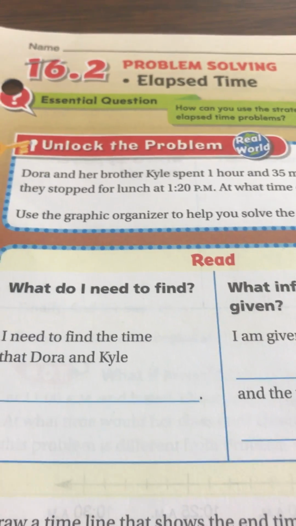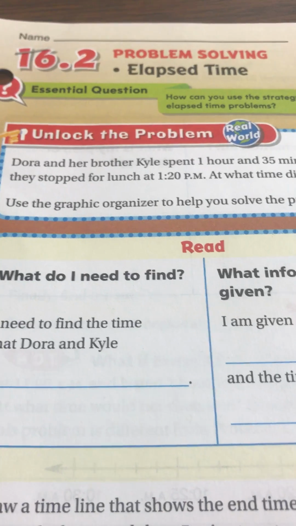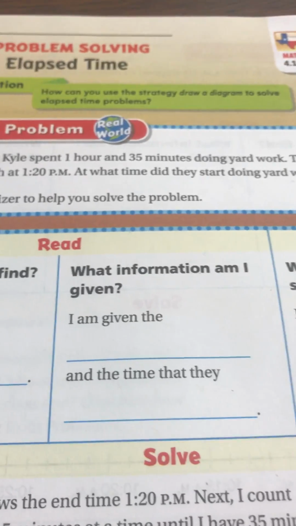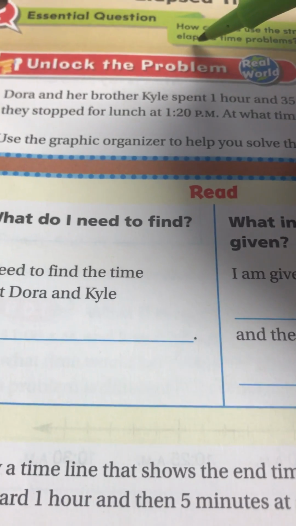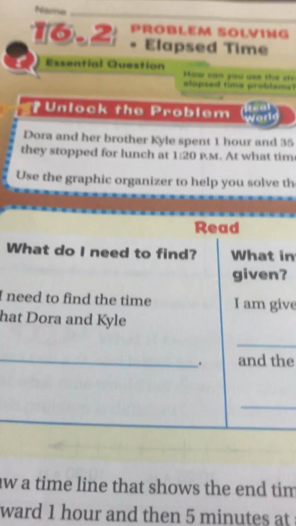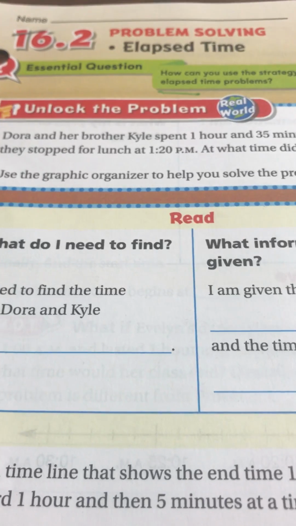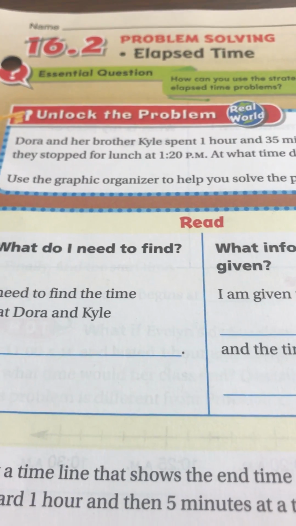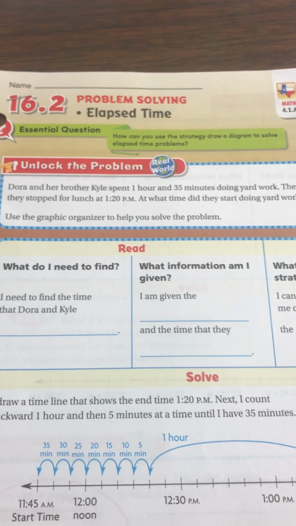Begin unlocking the problem on Module 16.2, which is problem solving elapsed time. Our essential question is, how can you use the strategy draw a diagram to solve elapsed time problems? The word elapsed basically just means solving problems about time in which time has passed by or gone by. Elapsed just means an amount of time that has gone by or an amount of time that has passed.